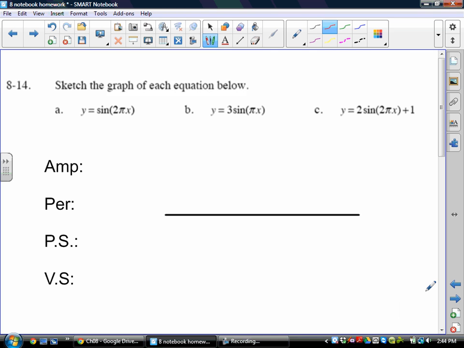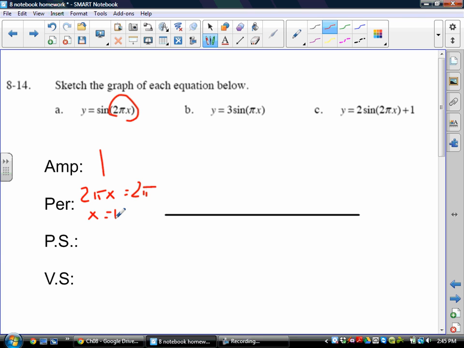Amplitude is always the number in front of sine, or cosine if it was that. Amplitude, in this case, is 1. Period is where I set the stuff with the x equal to the typical period. 2 pi x equals the typical period, 2 pi, so that means x is going to be 1. So that means our period length is 1. Now we're not talking about radians anymore, we're just talking about units, and it's a 1.